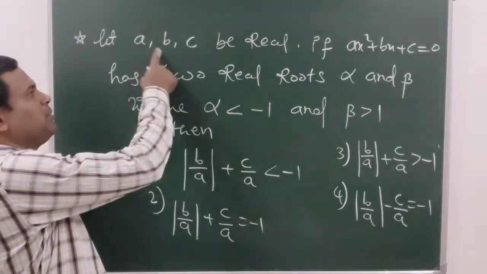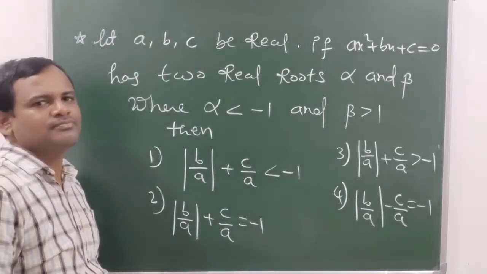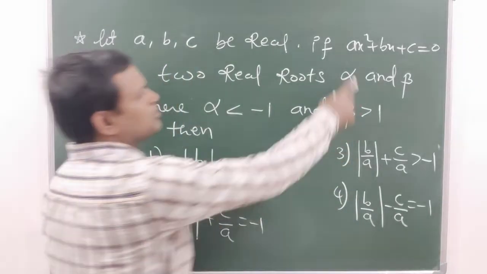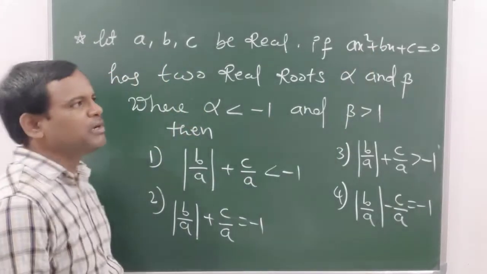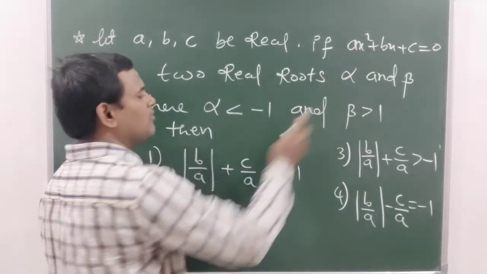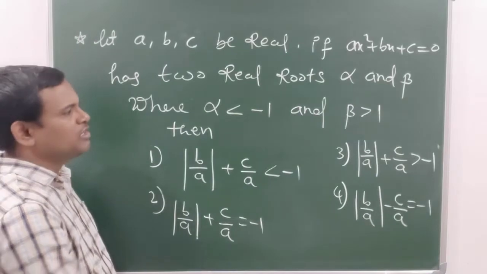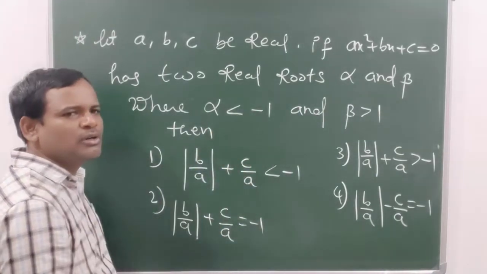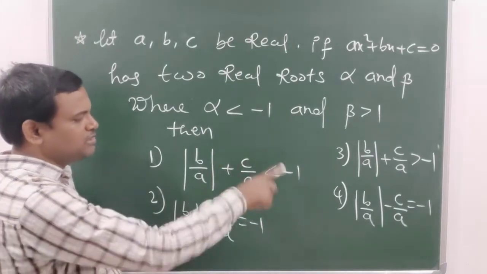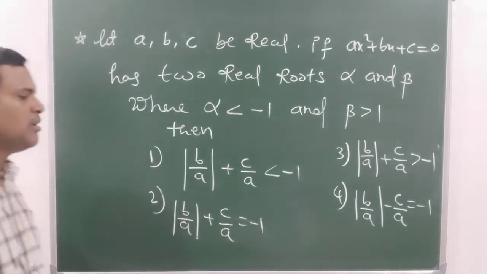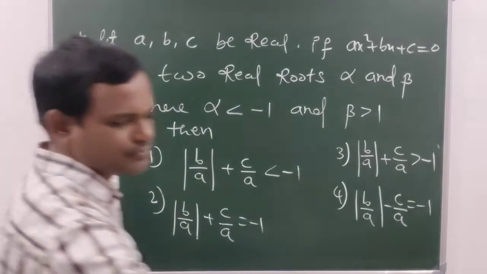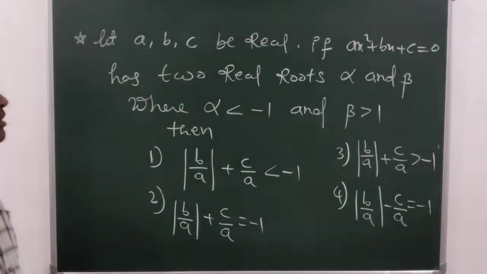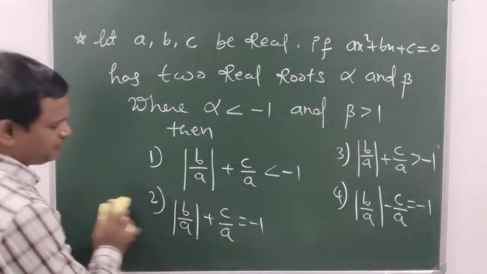Here a, b, c are real numbers. Now alpha, beta are the roots of this equation. The alpha value is smaller than -1 and the beta value is more than 1. Then which of the following options is correct? Now let us go to the solution.